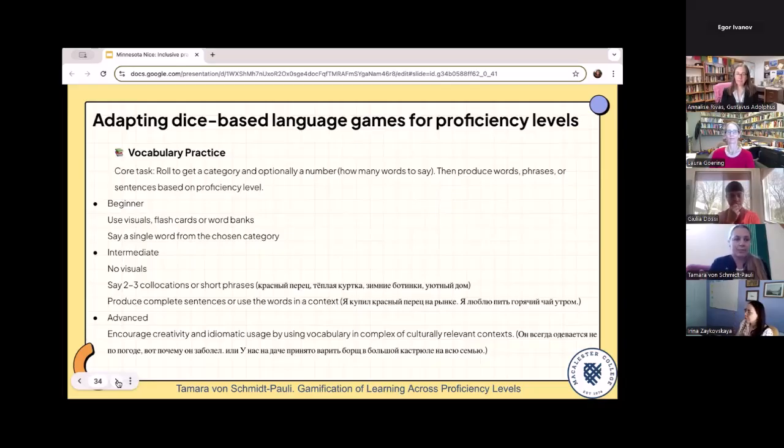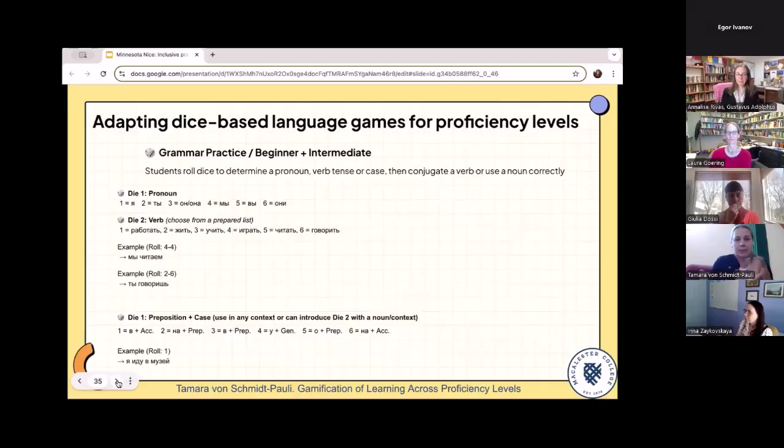Next slide, please. So that was how we use it with vocab. With grammar, I already covered a little bit about conjugation. If you look down a little lower on the slide, you could also use it to practice prepositions and cases. So really, dice can be used to practice any topic in the Russian language. Next slide, please.